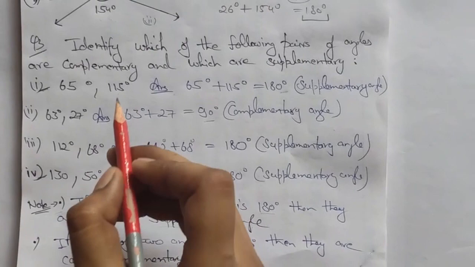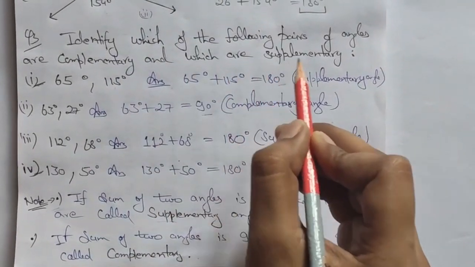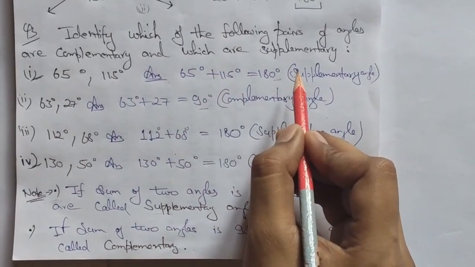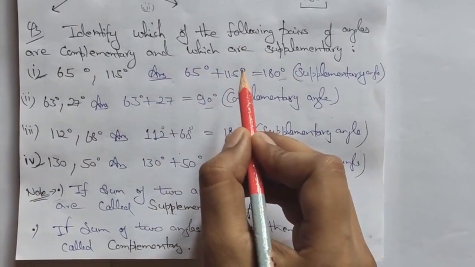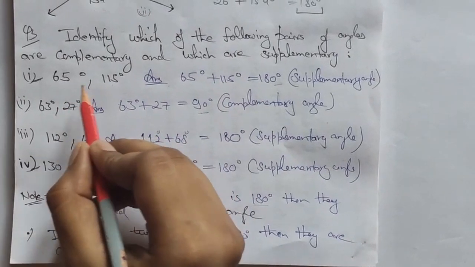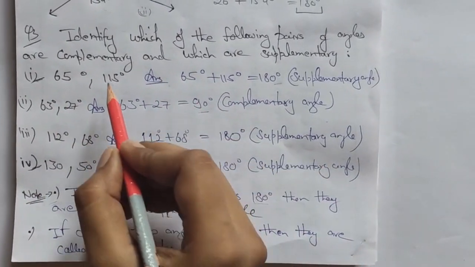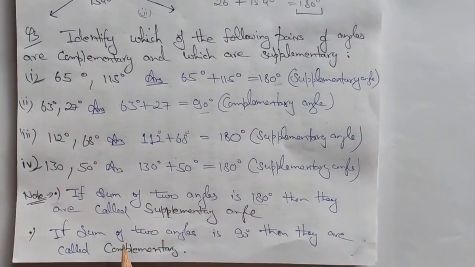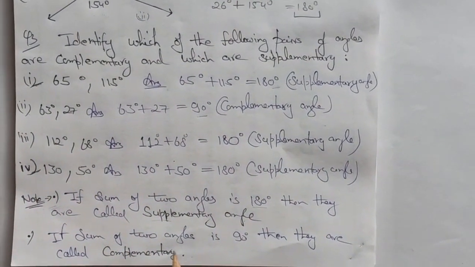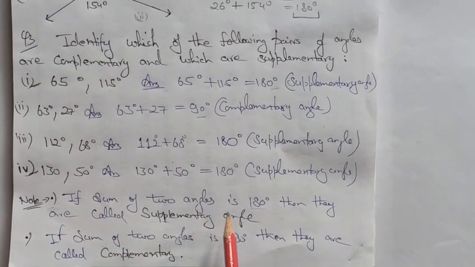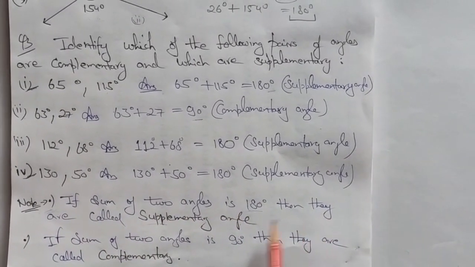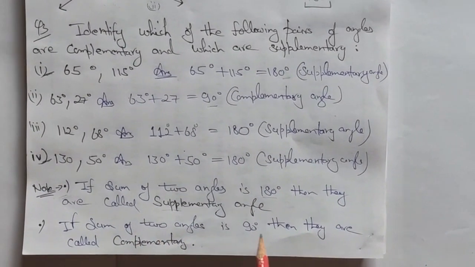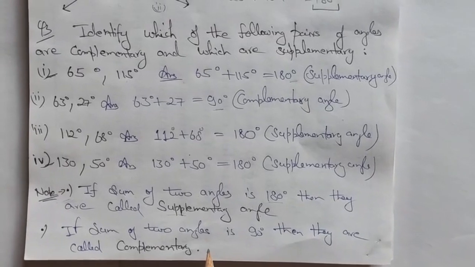Question number 3. Identify which of the following pairs of angles are complementary and which are supplementary. In this question we have to find out by adding both of these angles whether it is a complementary angle or a supplementary angle. As you already know, if the sum of two angles is 180 degrees, then they are called supplementary angles. If the sum of two angles is 90 degrees, then they are called complementary angles.